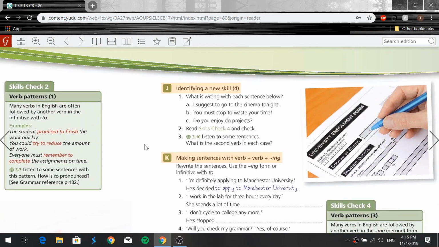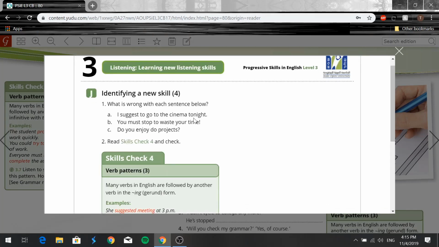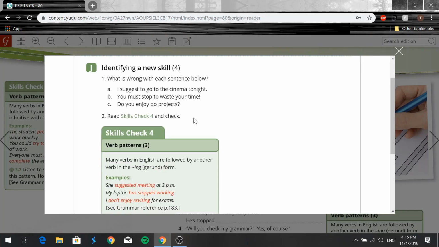Alright, so here we have exercise J, identifying a new skill 4. We have: what is wrong with each sentence below. So before taking a closer look at skills check 4, let's see what is wrong with each sentence. So A, we have, I suggest to go to the cinema tonight. What is wrong, you guys? Yes, to go here is wrong. We should be using ing instead of to go.